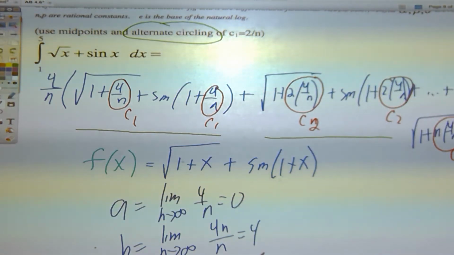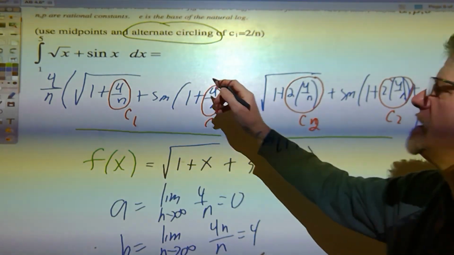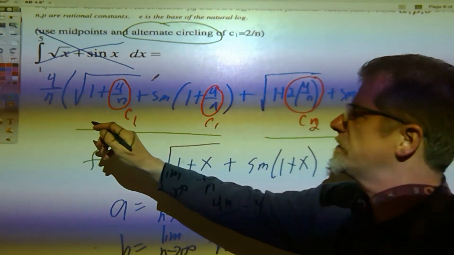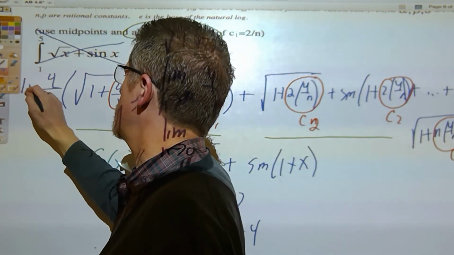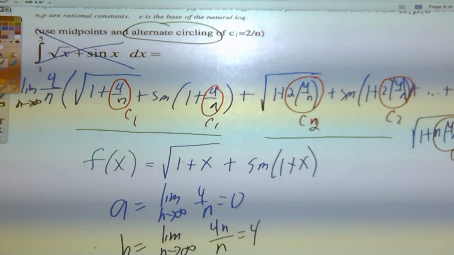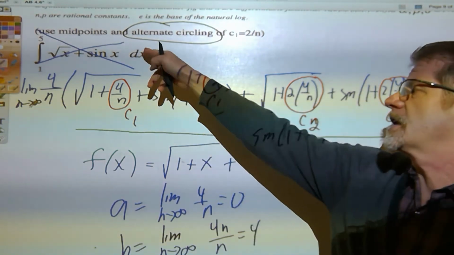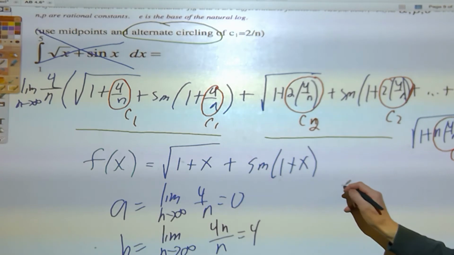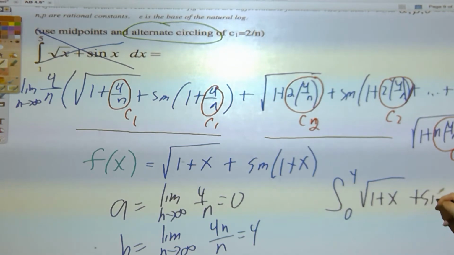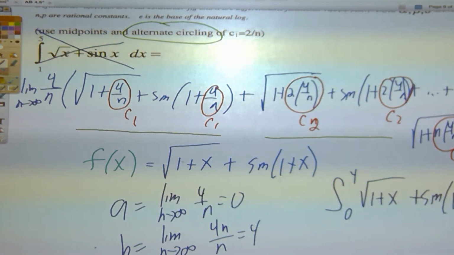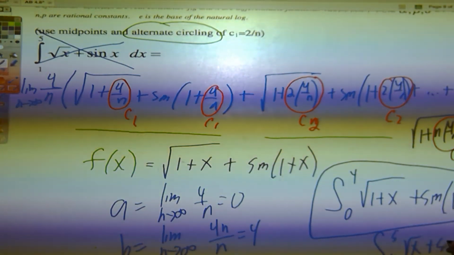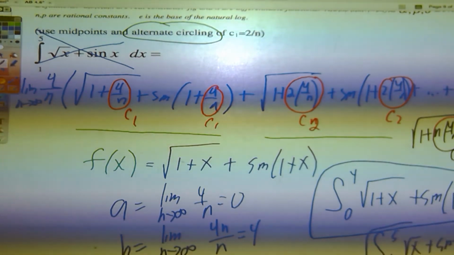Therefore, an alternate way to write this problem, if someone had the limit of a Riemann sum, which, look at this, I forgot to write limit out front, limit as n approaches infinity. If all they had was a limit of the Riemann sum and they had to come up with a definite integral, using the first circling, they would have come up with this one, but using this alternate circling, they would have come up with the integral from 0 to 4 of the square root of 1 plus x plus the sine of 1 plus x dx. And we're going to show on the calculator that both the integral from 1 to 5 of radical x plus sine x dx and this one give the same answer.